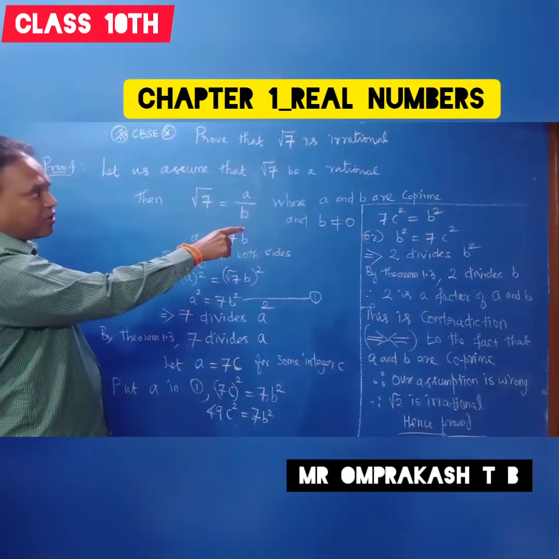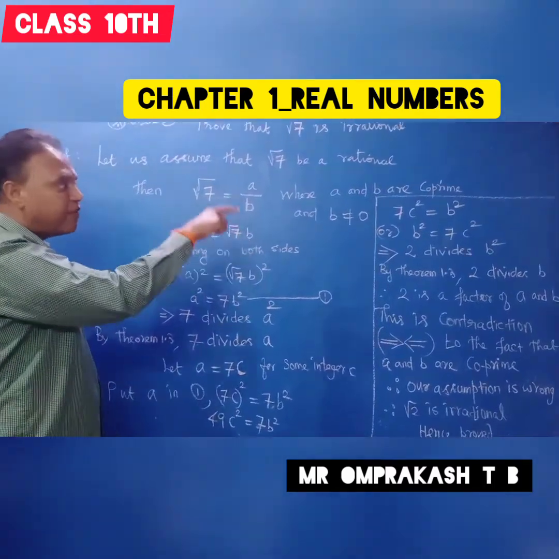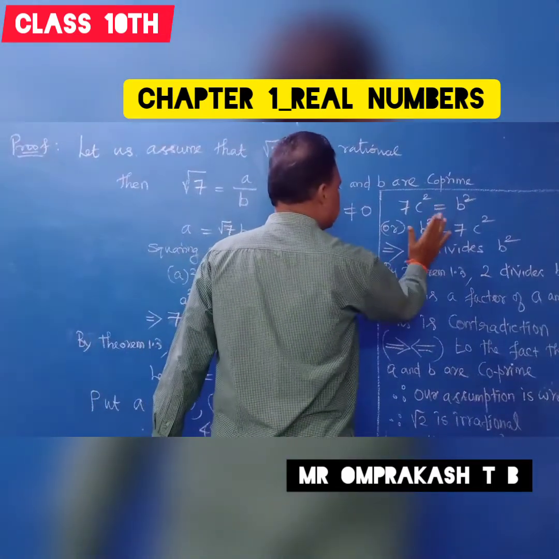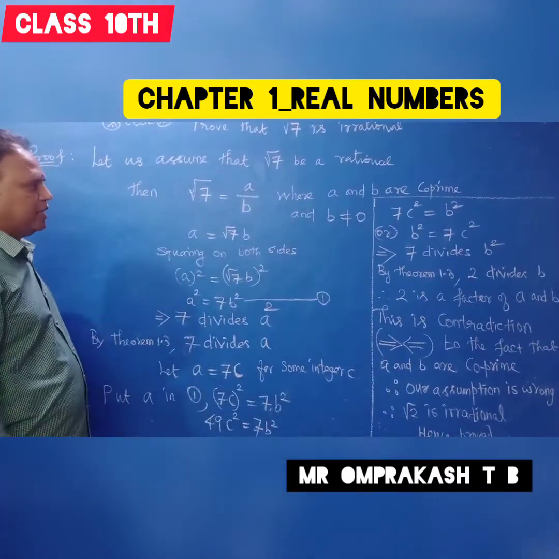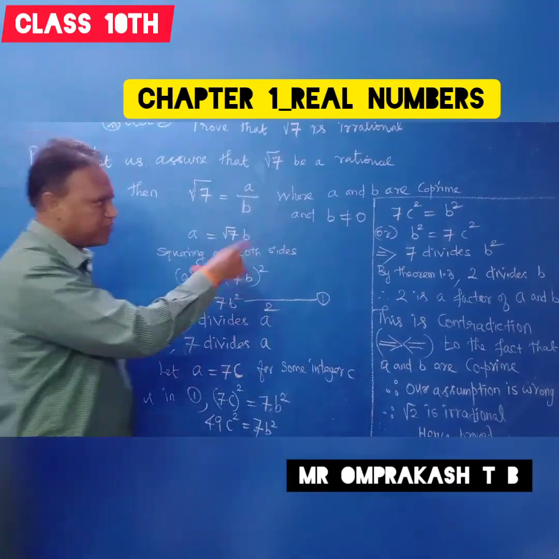Therefore, 7 is a factor of b squared. Therefore, 7 divides b squared. That is a very important step. Clear? 7 divides b squared. Then by theorem 1.3, 7 divides b also.